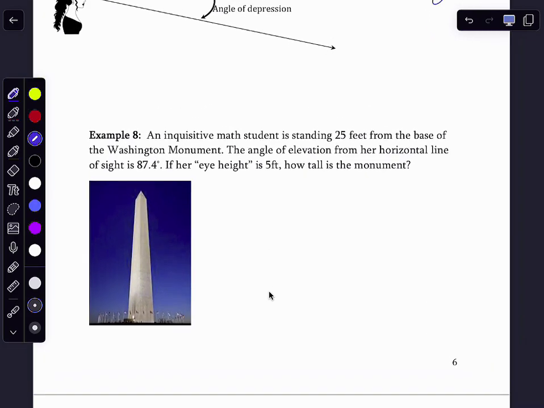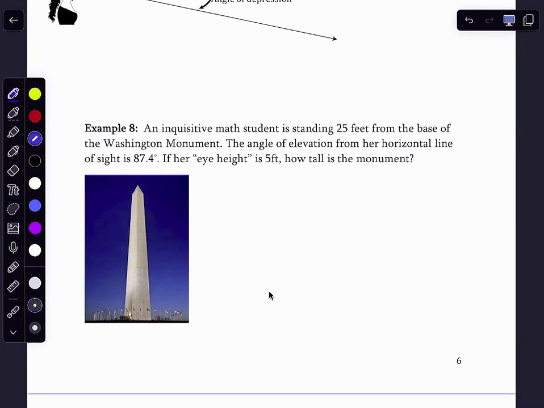An inquisitive math student is standing 25 feet from the base of the Washington Monument. The angle of elevation from her horizontal line of sight is 87.4 degrees. Her eye height is 5 feet. So this student might be more than 5 feet tall, right? Your height and your eye height are two different things.